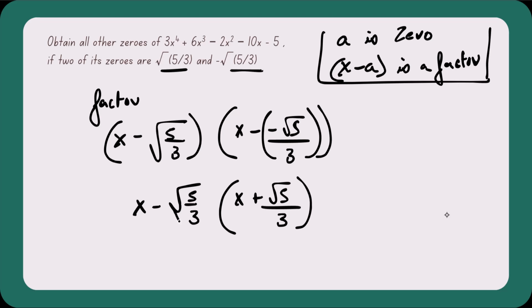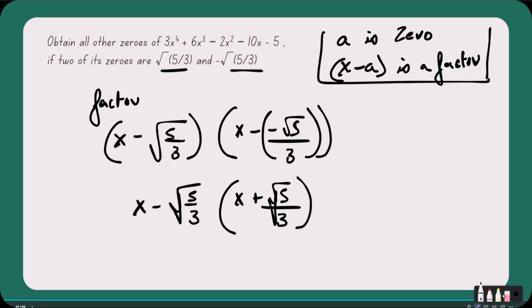So if these two are my factors, what can we further say? It's not just 5, it's the complete root. I thought it was just 5. It's not just 5, it's the complete root. So I'll just correct it. Be careful, it is a complete root. So we have minus root of 5 by 3. Okay, so these are the two factors.